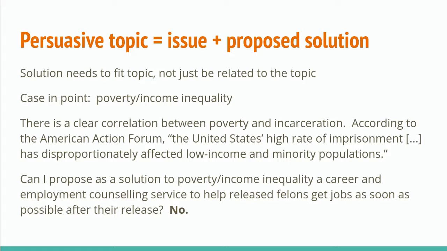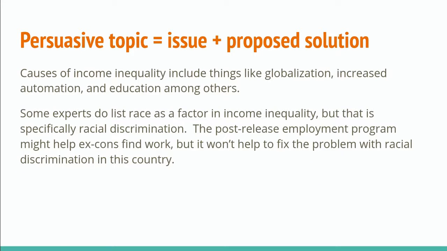So, can I propose as a solution to poverty and income inequality a career and employment counseling service to help released felons get jobs as soon as possible after their release? No. I can't do this because causes of income inequality include things like globalization, increased automation, and education, among others. Some experts do list race as a factor in income inequality, but that is specifically in racial discrimination. The post-release employment program might help ex-cons find work, but it won't help fix the problem with racial discrimination in this country.